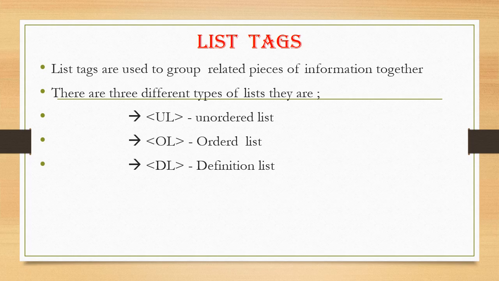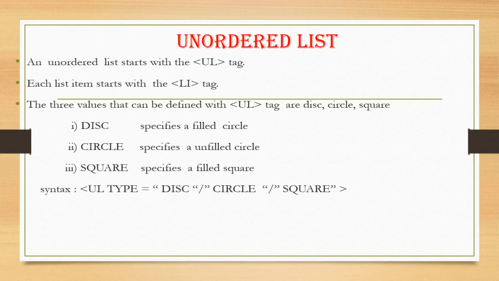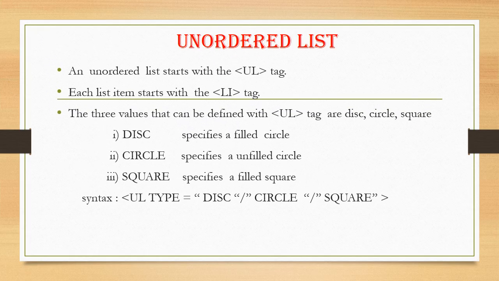We will discuss the different list tags in detail. First of all, we are going to discuss the unordered list. So what is an unordered list? It is a list which starts with the UL tag, and each item of this unordered list starts with LI. Each item will be listed with the tag name LI.